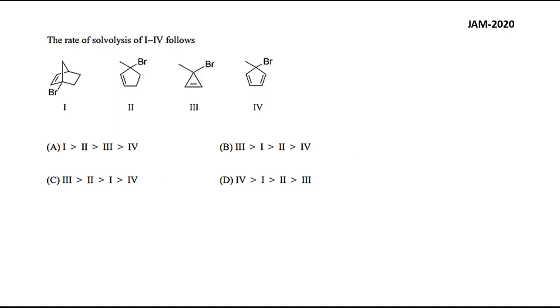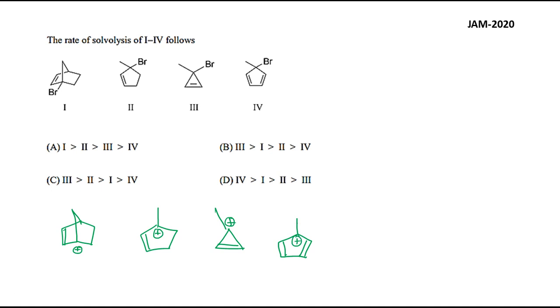Rate of solvolysis, total 4 compounds are given here. So rate of solvolysis means you just have to consider the corresponding carbocation after removal of the leaving group, because based on carbocation stability we can also understand what will be the rate of solvolysis. So from the first structure, the positive charge that will be generated is at the bridgehead position, right? From the second one, this is the positive charge. From the third one, this is the positive charge, and from the last one, this is the positive charge.